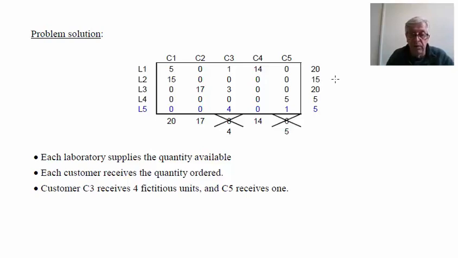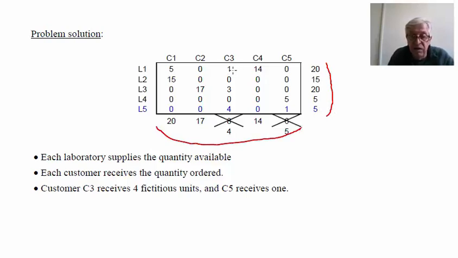So we can solve the problem using software like Lindo, for example, and then we can analyze the solution. So we have here the solution for the decision variables, which are present in the matrix, and we can then verify that in fact each supplier provides what they have available, and each client receives what they require.